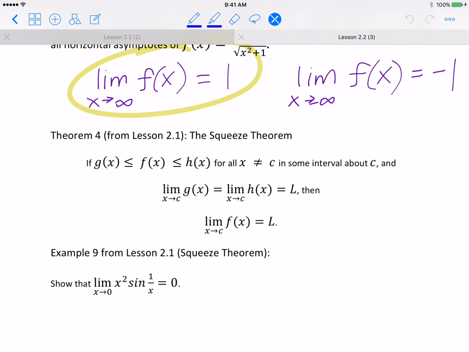Alright, now I want to talk about something called the squeeze theorem. This was initially covered in lesson 2.1. I did not have a chance to go over it in lesson 2.1. So here's the theorem itself, and then with an example or two, I'll explain what this theorem is used for.